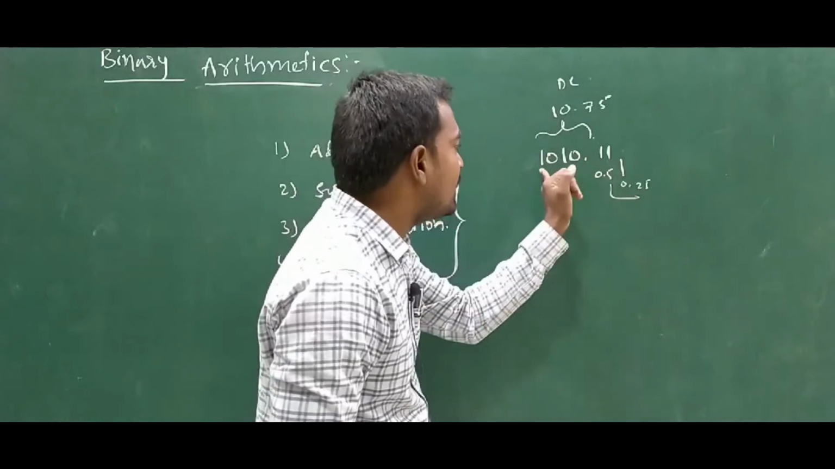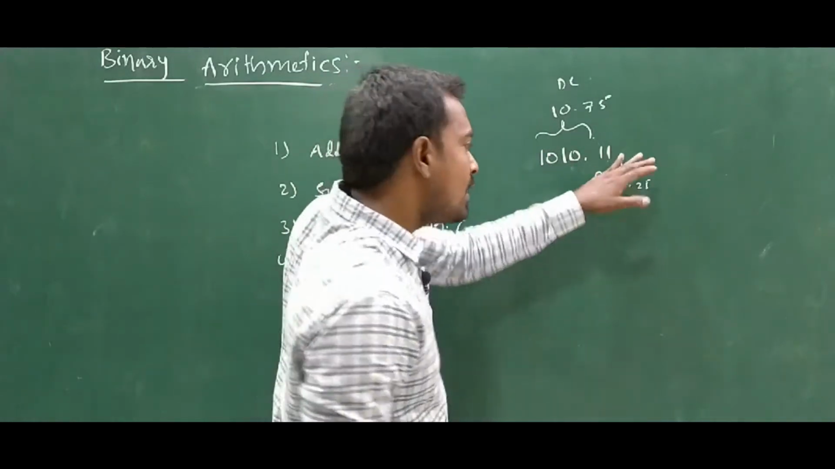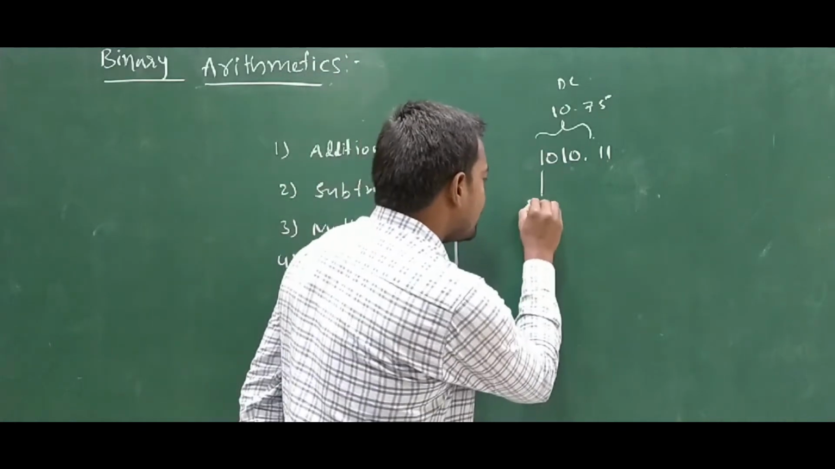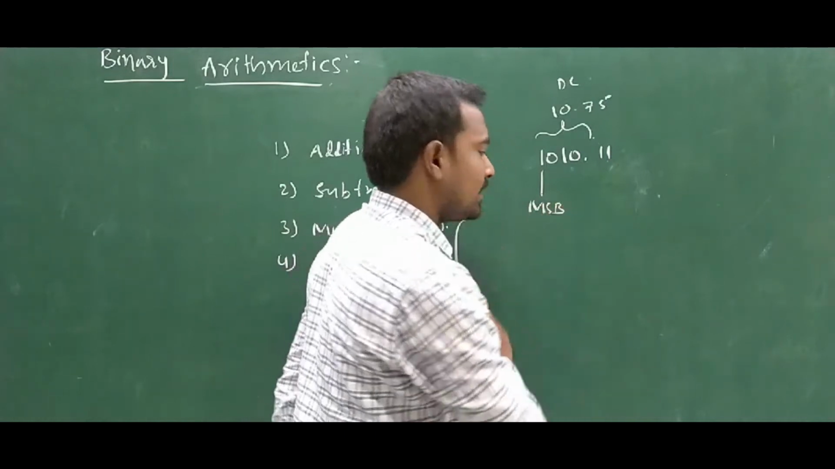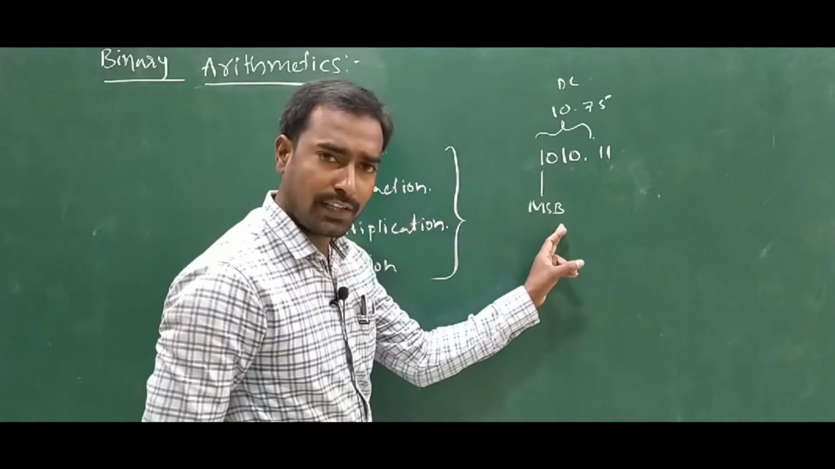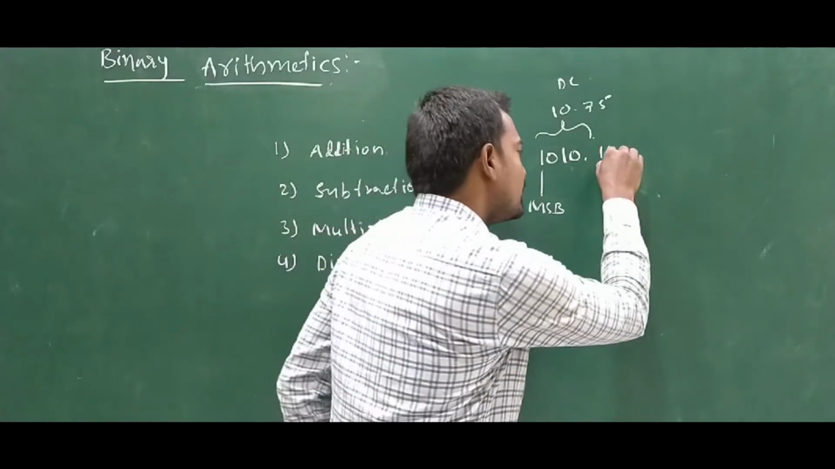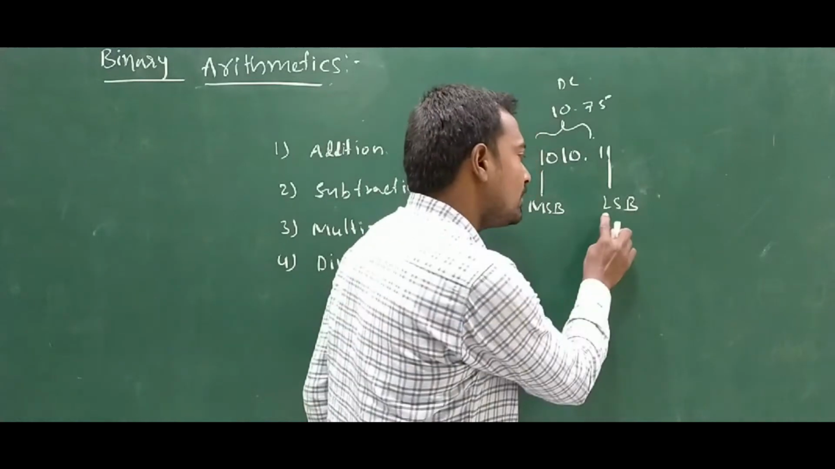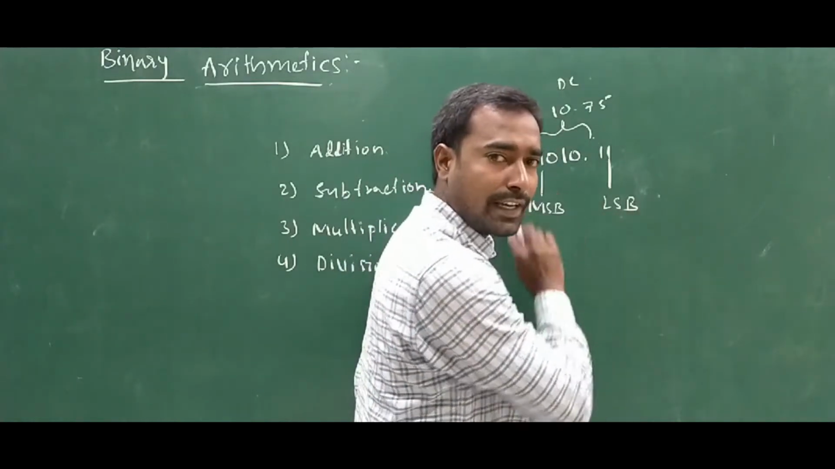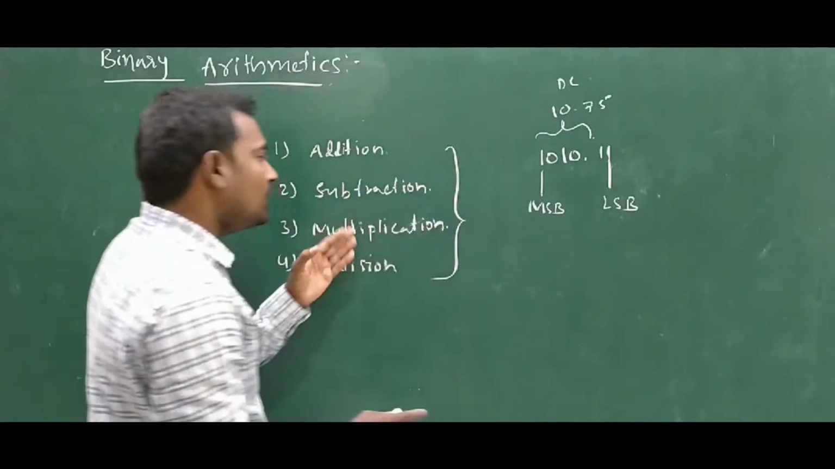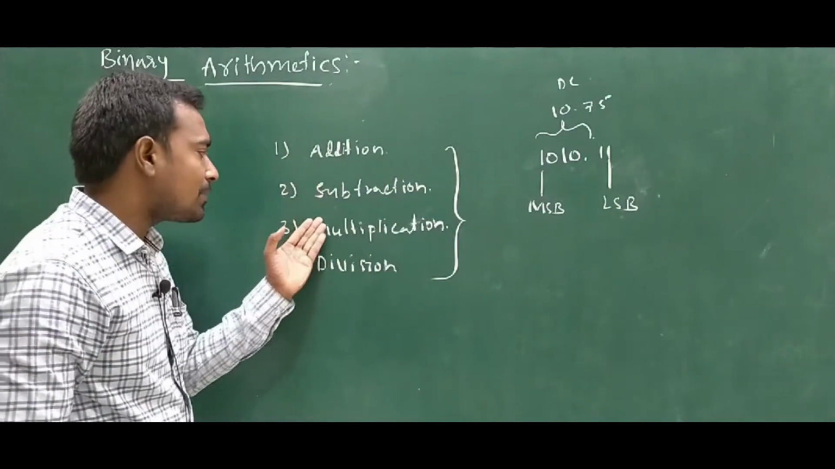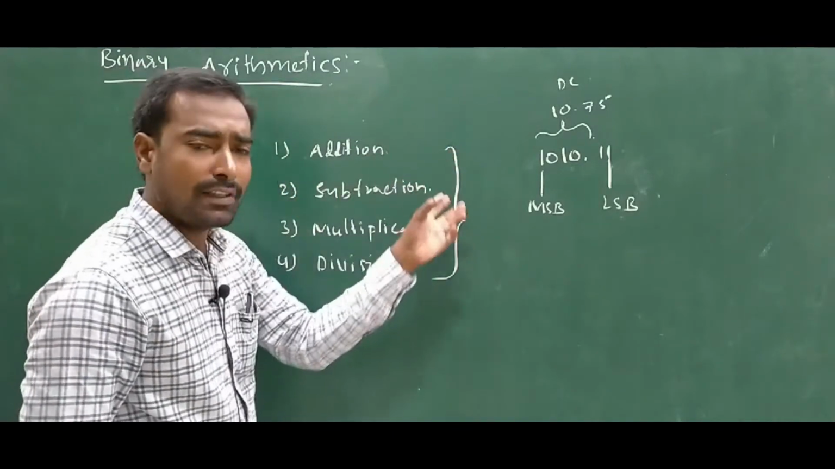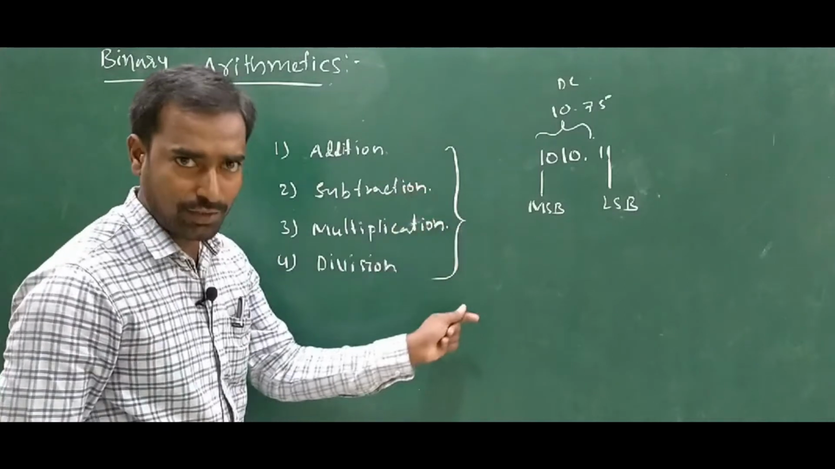Coming to the binary digits 1010.11, we have two ends. This is called the most significant bit, and this one is called the LSB, that is, the least significant bit. So when we are performing binary addition, subtraction, multiplication and division, we have to perform the operations in between ones and zeros.